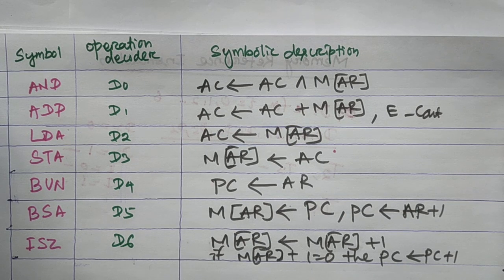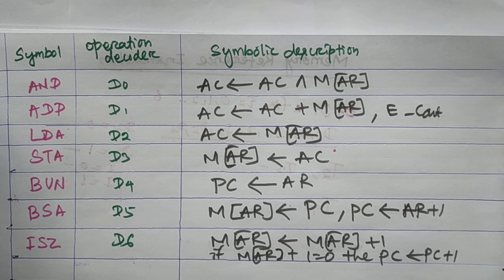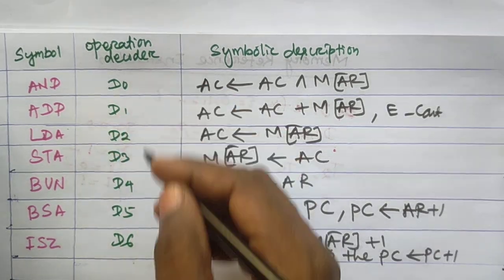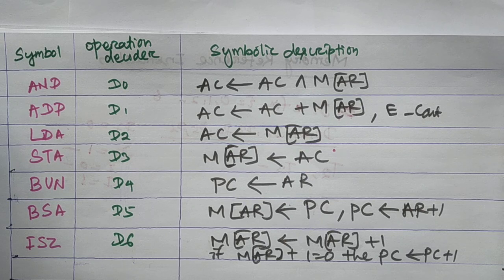Now we see how it is actually represented through the decoder as well as the time slot. We can define it in different ways.